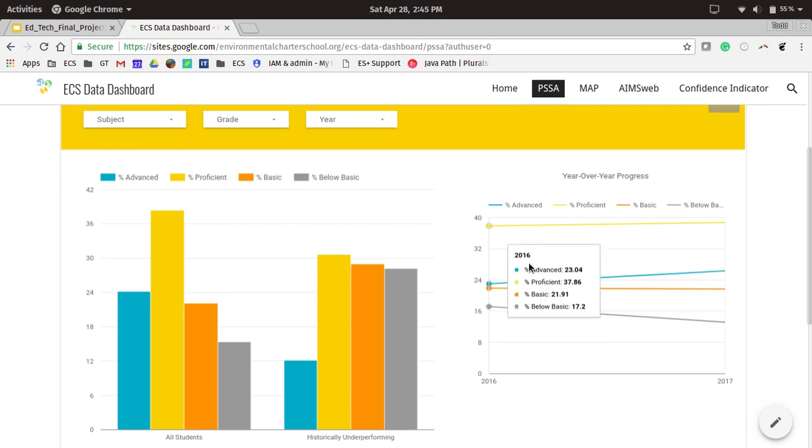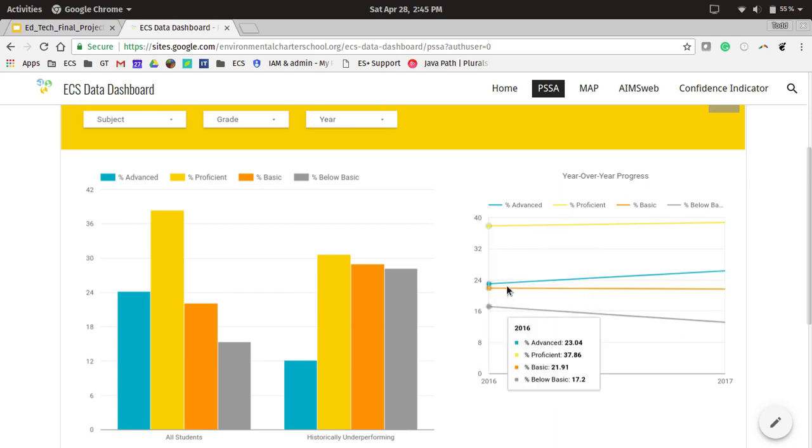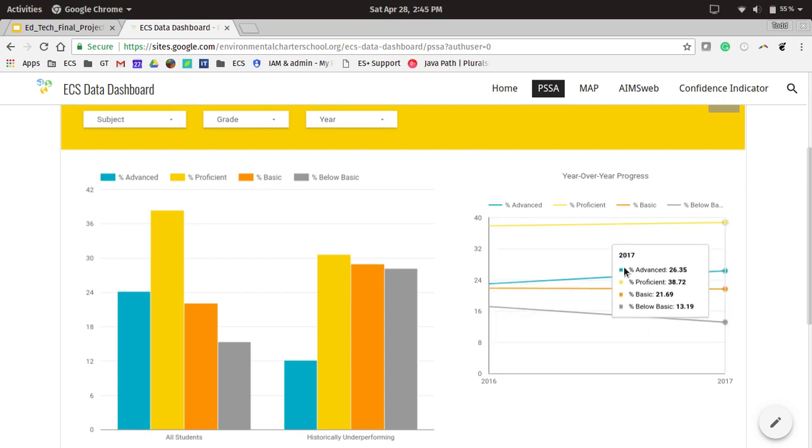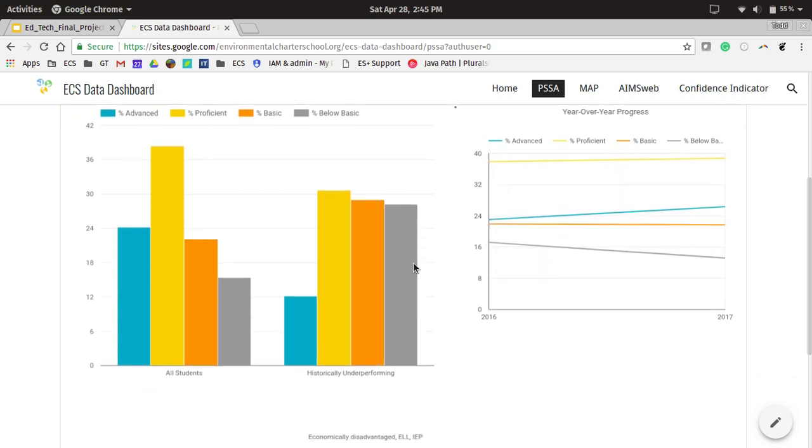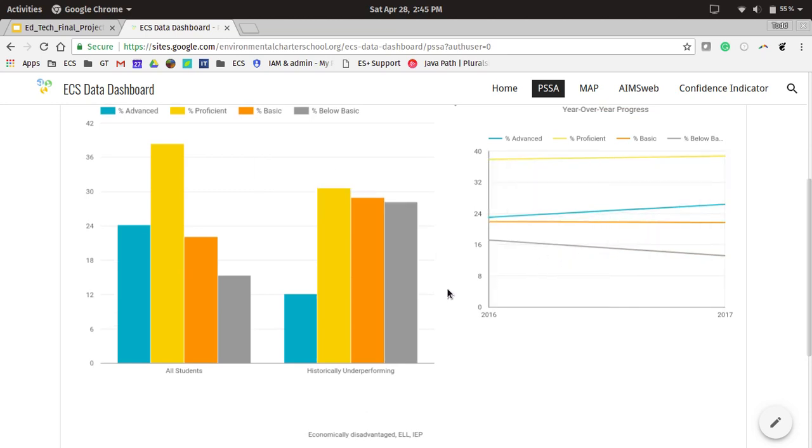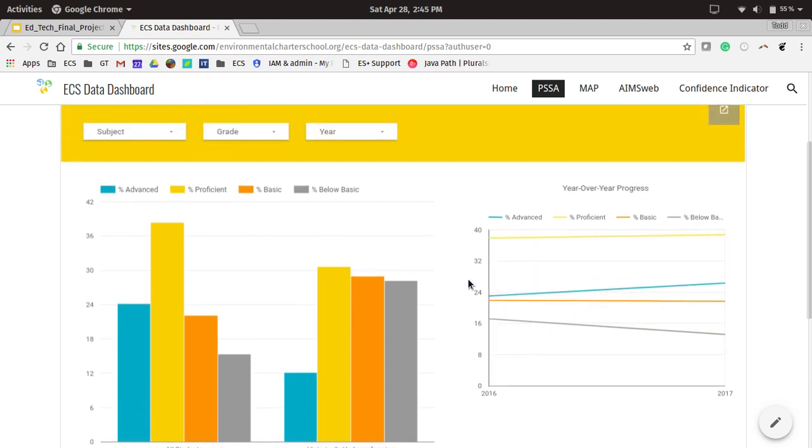And we want to see the top two here, advanced and proficient, going up. We want to see an upward growth here and a downward trajectory on basic and below basic. We want more students scoring in these higher areas. Much easier to see that here than it would be the way we've done it traditionally, which is not looking at graphs, but looking at documents, looking at spreadsheets.